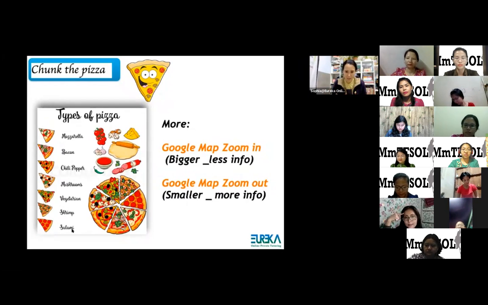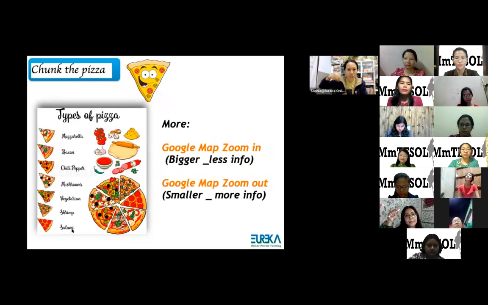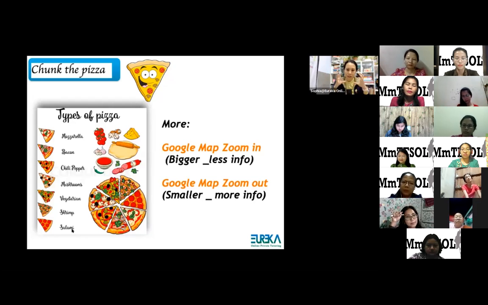This is just my example, right? So if we chunk up, if we try to remember something and we chunk it up, there is less information for us to access. But if we chunk it down, there will be more information. So that's how we remember things in general.